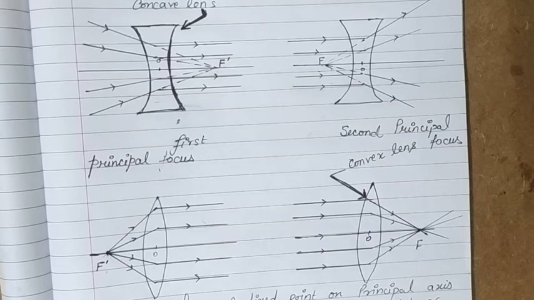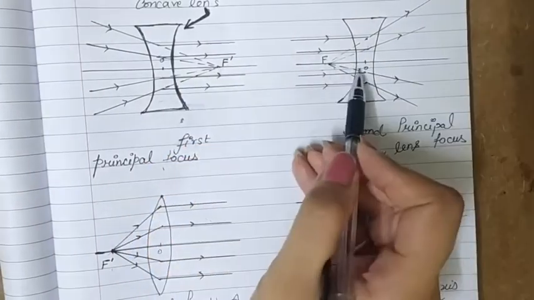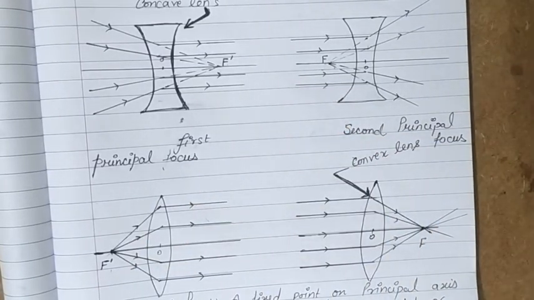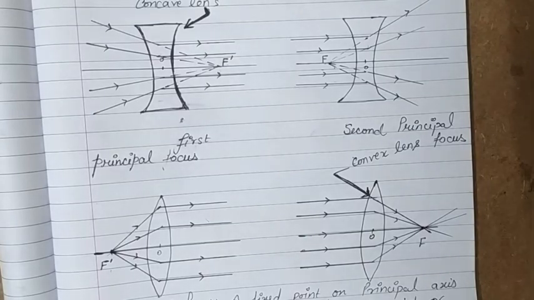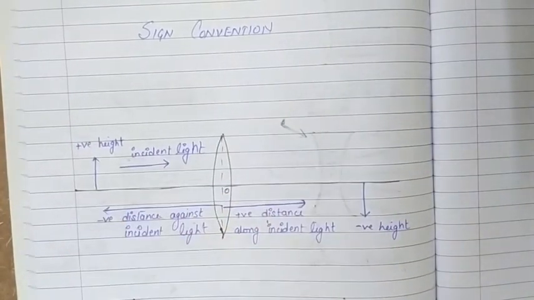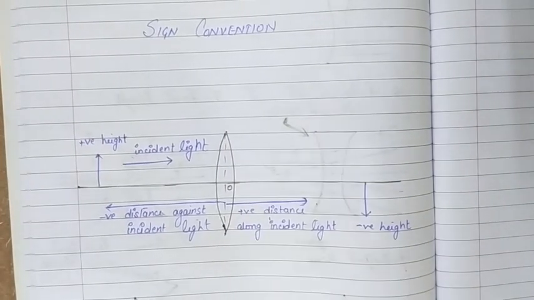Now if you observe, sometimes we are measuring the distance towards the right, while at other times we are measuring the distance towards the left. So there must be some sign convention to represent these directions, whether we are going toward the right or toward the left. So there is a sign convention that we are going to study further. For sign convention, we have to keep in mind this diagram. Here we have a lens. I have taken a convex lens. You can take a concave one also.